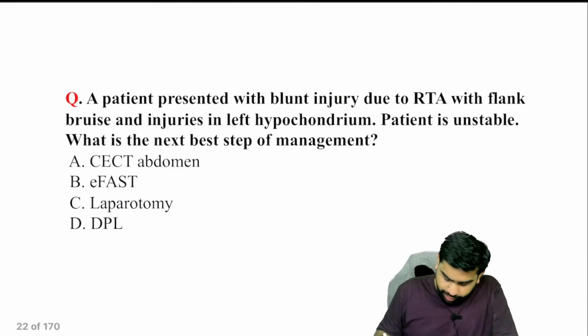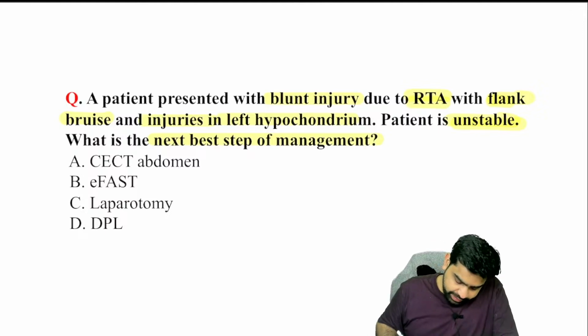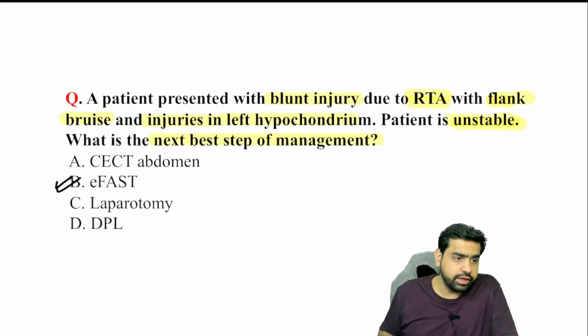The next question is that there's a patient who presented to you after a blunt injury due to a road traffic accident, with a flank bruise and injuries in the left hypochondrium. The patient is unstable. What is the next step in the management of this patient? Blunt trauma, road traffic accident, flank bruise, injury to the left hypochondrium. Patient is unstable. So the next step in the management is E-FAST.